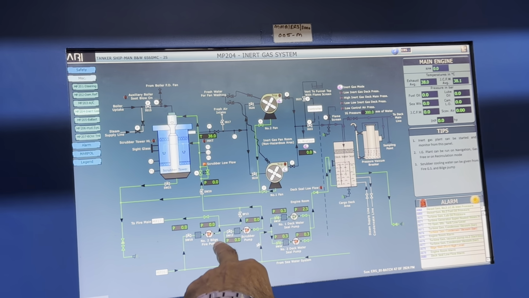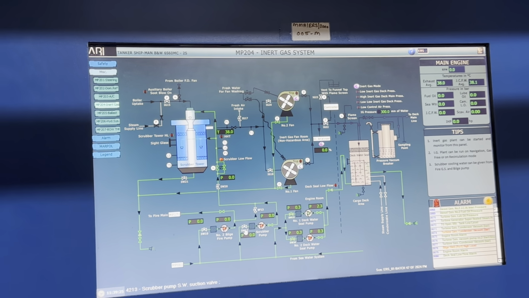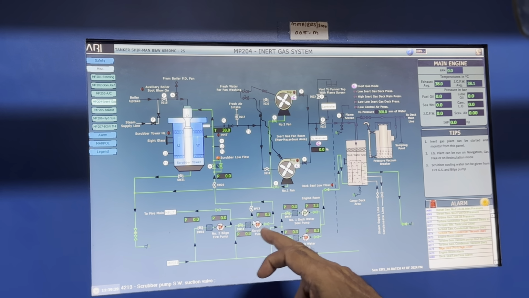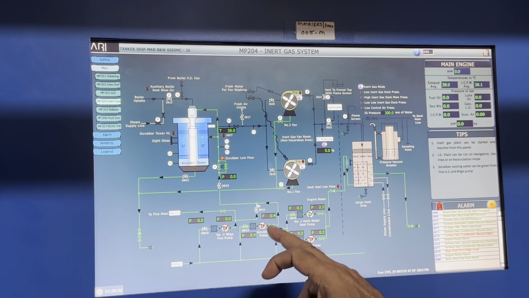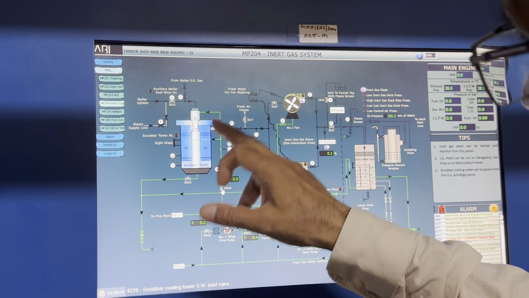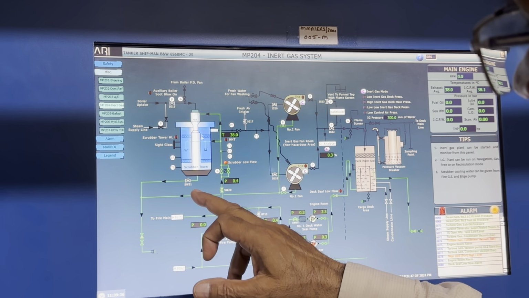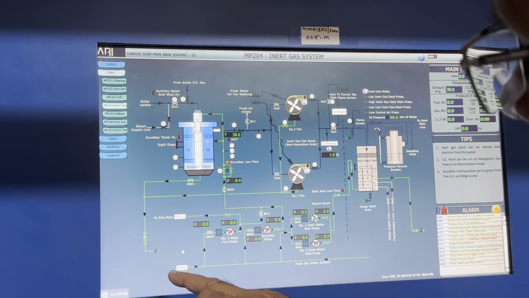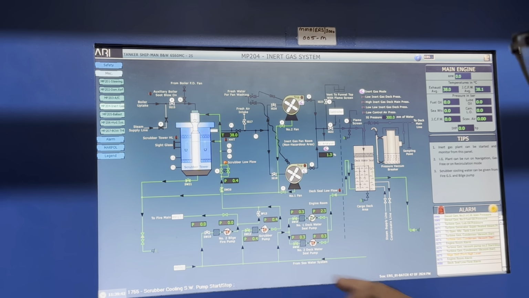Then the scrubber pump. Line up the scrubber pump. Yes, see water coming. Then you see the line where it is going. Yeah, it's going to the scrubber tower. Then coming out. Okay, now you can start.